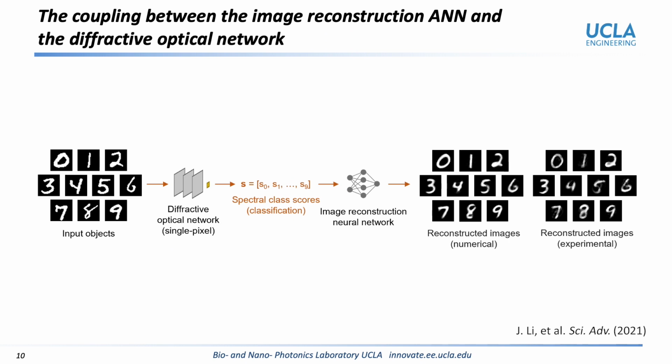Furthermore, we can feed these spectral class scores as an input to a shallow artificial neural network that has 2 hidden layers to reconstruct the image of the input object, decoding this spectral encoding performed by our broadband diffractive network. Overall, this unique framework can achieve task-specific spectral encoding of spatial information and allow us to optically perform machine learning tasks, for example, image classification and compressive imaging, by using only a single pixel spectroscopic detector.